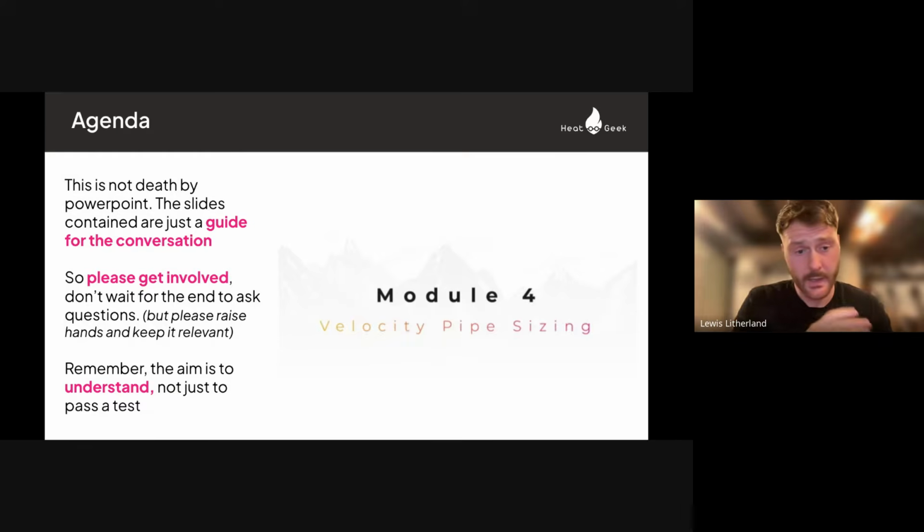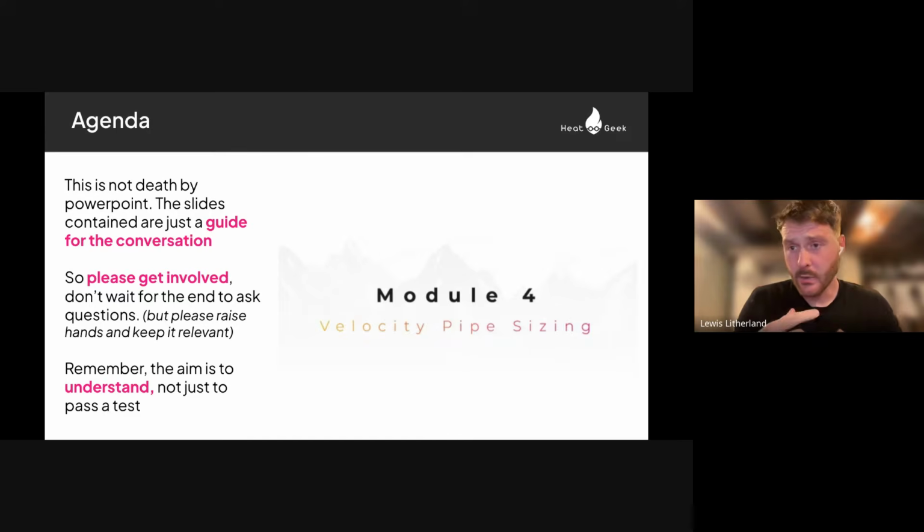And then the final bit, again massively important with this one. The aim is to understand it, not just to pass the test. And I know there are people joining today because they've been on this module for a while and they want to pass the test, which is brilliant, and hopefully this does help you. But the main aim of this is to understand what's actually going on behind this.